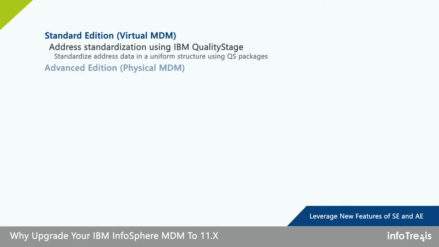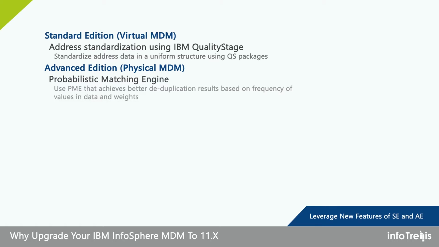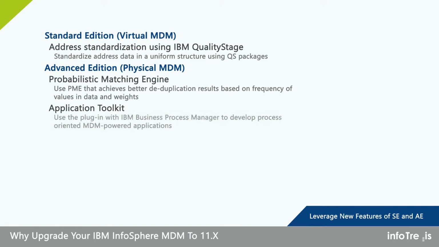2. IBM has upgraded suspect duplicate processing with the ability to generate better duplicate results based on frequency of values in the data and weight. This feature is called Probabilistic Matching Engine and is available out of the box with IBM MDM Advanced Edition. Previously, customers would have to plug into third-party adapters to access the probabilistic matching engine. 3. Another important enhancement to Advanced Edition is the availability of the Application Toolkit plugin, which facilitates workflow and collaborative authoring on top of IBM's Business Process Manager. This plugin enables development of a workflow on top of BPM, which can be seamlessly integrated with MDM.